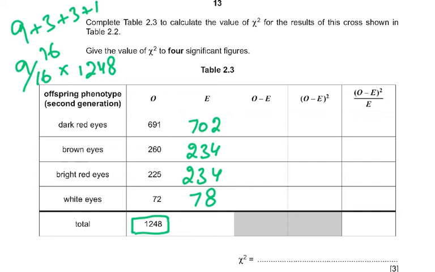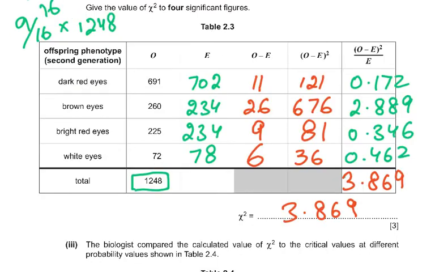Then O minus E whole square. So you've got to calculate O minus E whole square over E. Now you have to calculate number one first, the expected value. So that will be 9 out of 16. You did that. Then O minus E, so that is 11, 26, 9, and 6, and then O minus E whole square, so 11 times 11 is 121, 26 times 26 is 676, 9 times 9 is 81, and 6 times 6 is 36. And then you calculate and you get a value of x squared equal to 3.869.